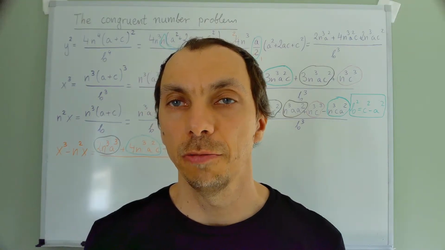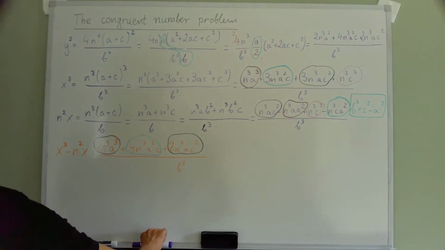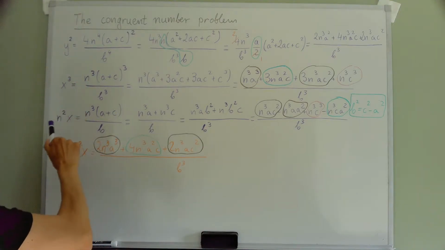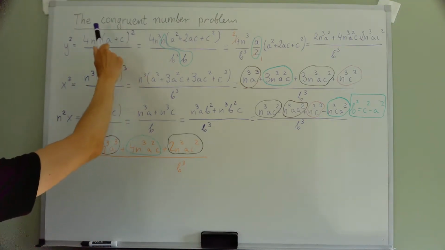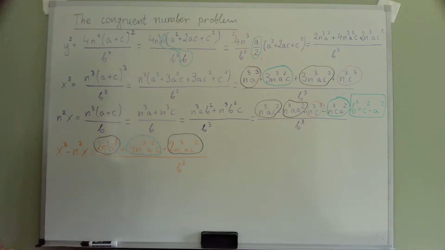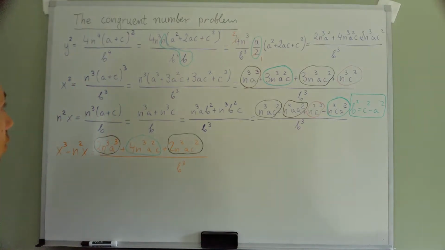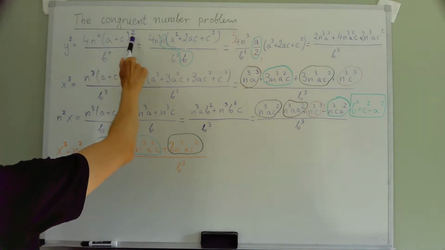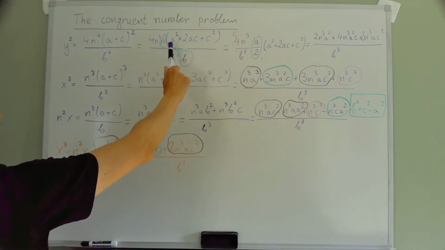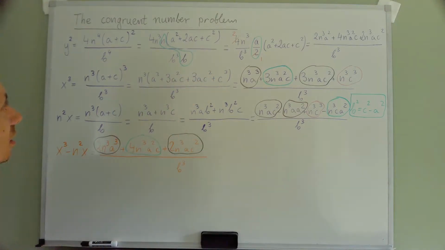So in this part of the video, let's carry out the calculation. So we have so far computed y squared, x cubed, and n squared x just via these simple formulas here. And we want to manipulate these formulas a little further. So the first thing that we did was, if we expand this numerator here, we get a squared plus 2ac plus c squared.